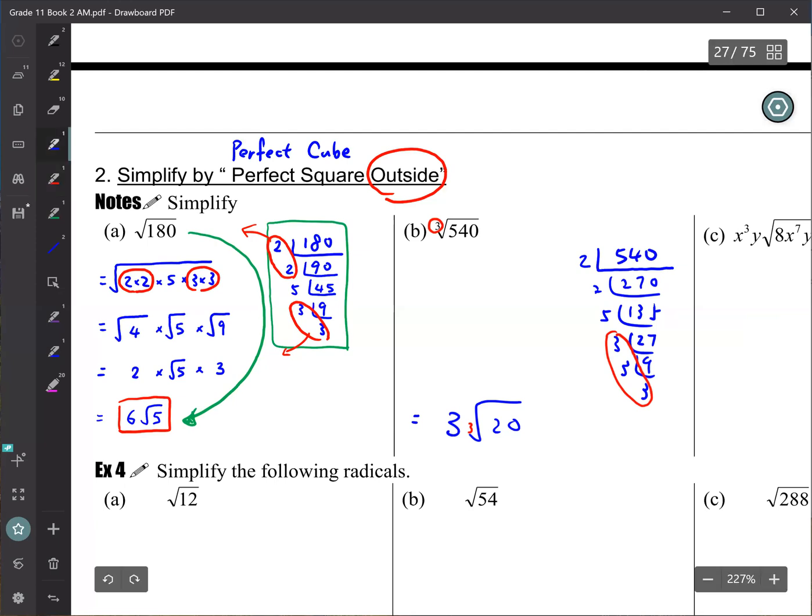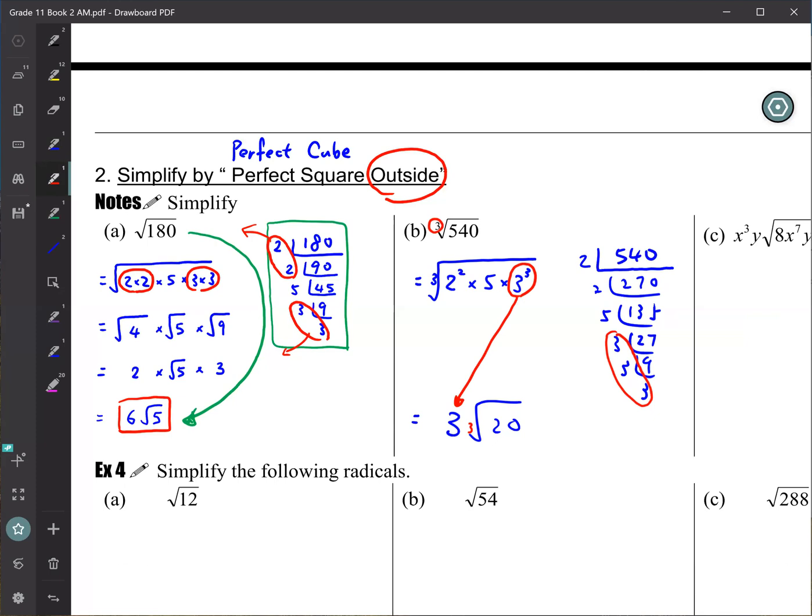So this one, let me just show one more step, right? Cube root 540 can become 2 squared times 5 times 3 cubed. And this is a perfect cube. So it goes out and you put it outside. Whatever is not enough to make the triplet just stays inside and they multiply, okay? So that's our final answer. So easy with numbers, right?